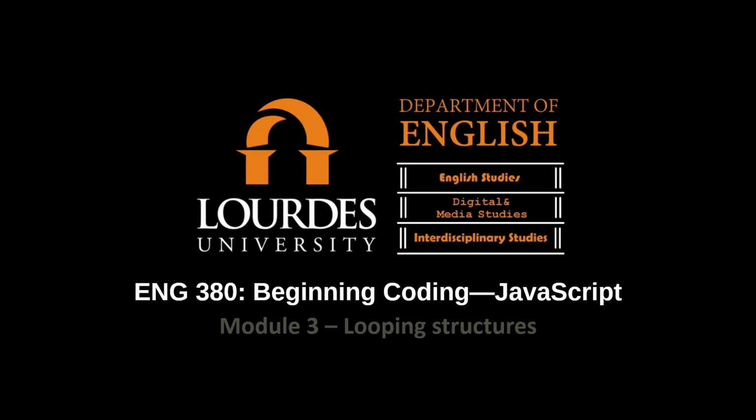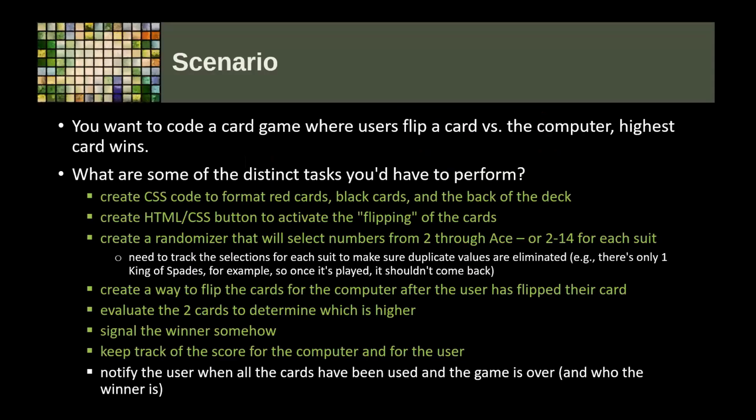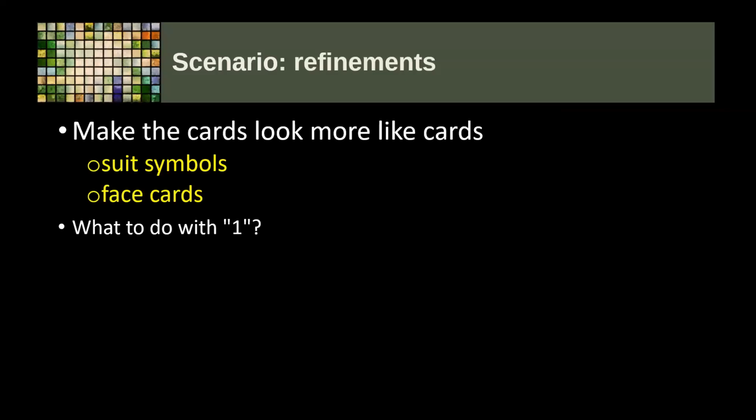In this video, we're going to talk about looping logic structures. So we're going to continue working on our scenario, and we've made a whole lot of progress. All the things in green are tasks that we've completed. We've also worked on some refinements. In particular, last time we made the suit symbols and we made the face cards look more like face cards. You did that for homework.